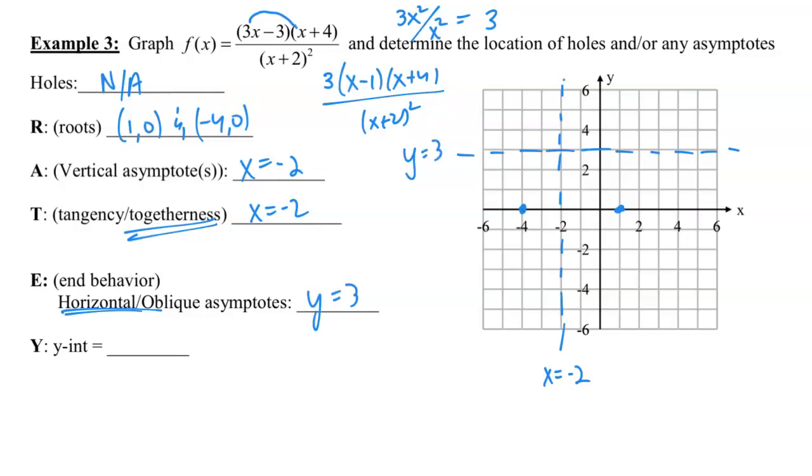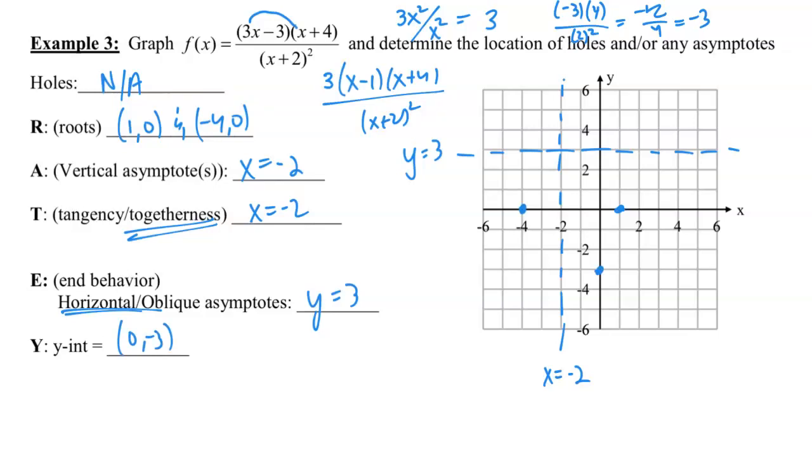Okay, last thing is the y-intercept. We want the x-coordinate to be 0, and so it doesn't really matter necessarily which version you use here. They're both about an equal difficulty level. So if I do the top, that's going to be negative 3 times positive 4 divided by 2 squared, and so that's going to be negative 12 divided by 4, which is negative 3, and so 0, negative 3 is going to be my y-intercept.